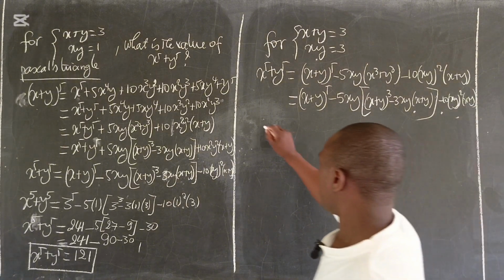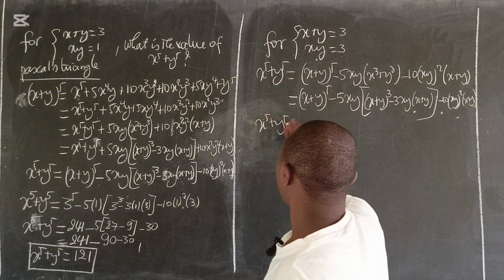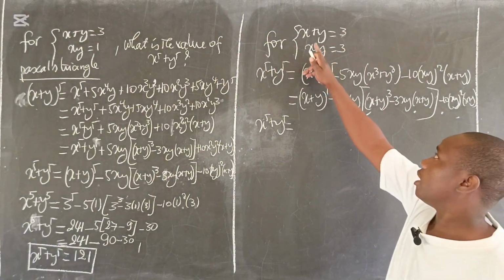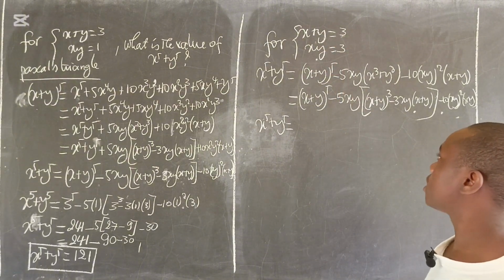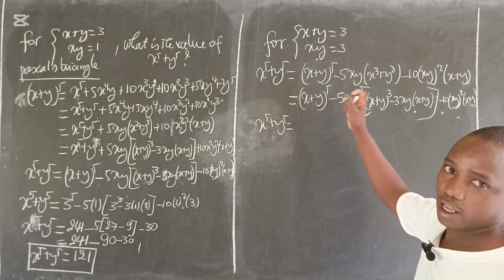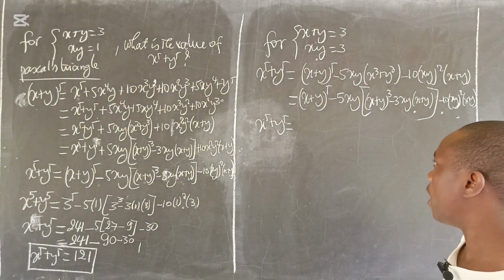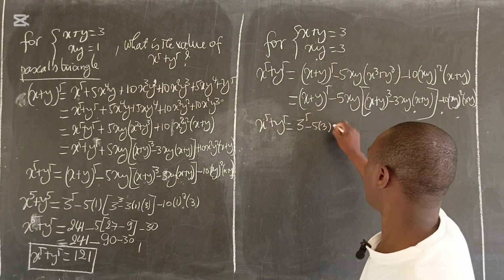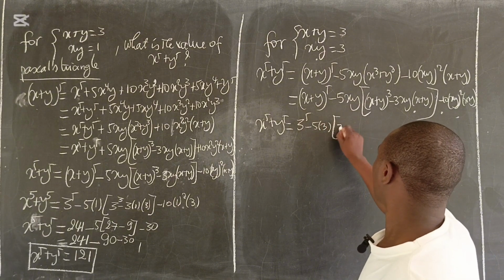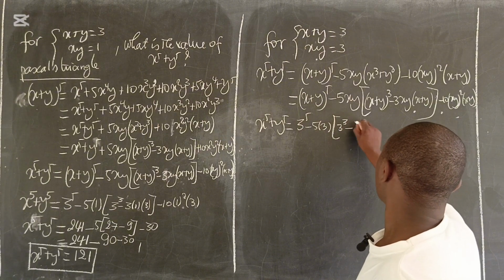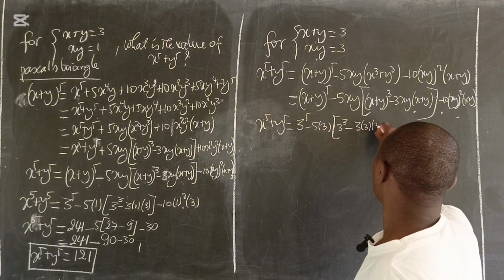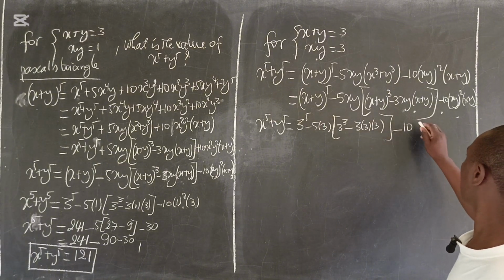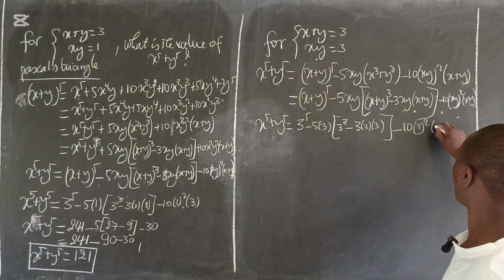Okay, here x power 5 plus y power 5 is equal to, we know xy is 3 and x plus y is 3. Let's replace x plus y by 3 and xy by 3. This is 3 power 5 minus 5 into 3 altogether into 3 power 3 minus 3 times 3 times 3, minus 10 into 3 power 2 times 3.